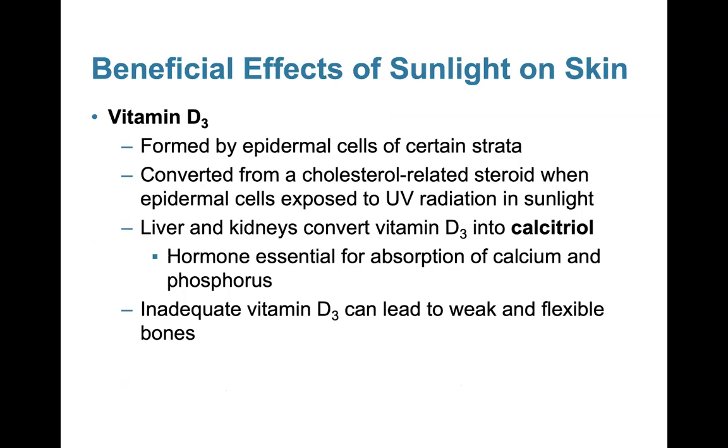Now, exposing your skin to sunlight is very beneficial for the main reason that you are going to produce vitamin D. Vitamin D3 is formed by the epidermal cells of certain layers of your skin. It is converted from a cholesterol-related steroid when the epidermal cells are exposed to UV radiation in sunlight. Liver and kidneys will convert vitamin D into calcitriol, the hormone that is essential for the absorption of calcium and phosphorus. Inadequate vitamin D can lead to weak and flexible bones.